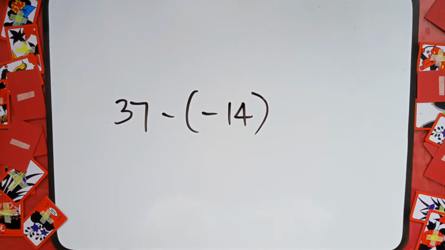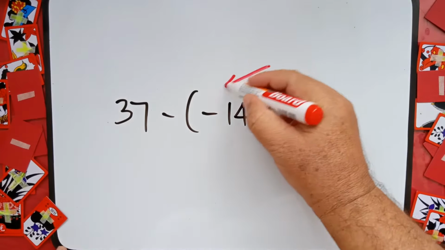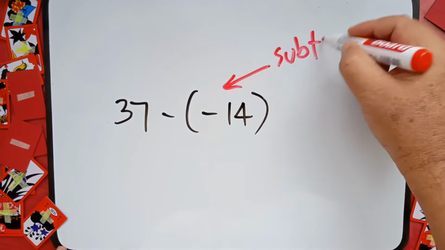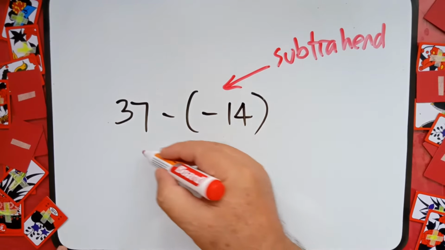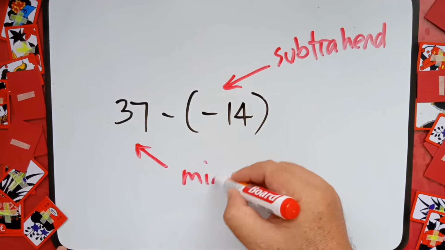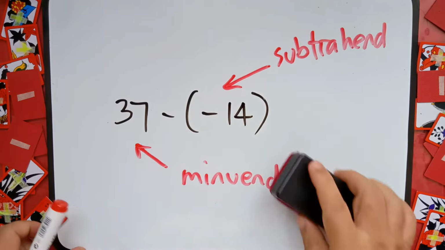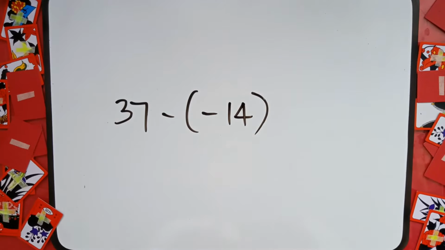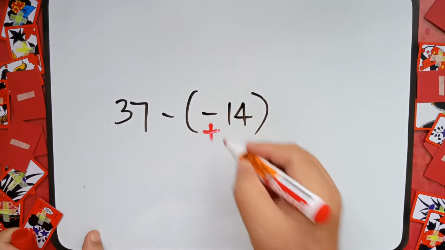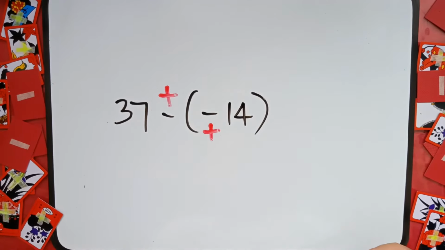37 minus negative 14. You have to change the sign of the subtrahend. Where is your subtrahend? The number that you subtract is the subtrahend. And this is your minuend. Okay. Remember that. Change the sign of the subtrahend. So this will become positive and proceed to addition.